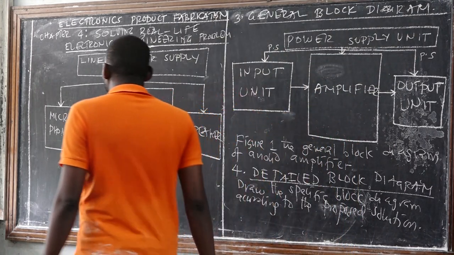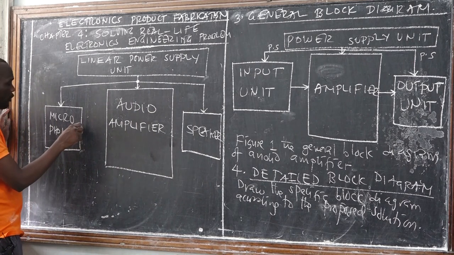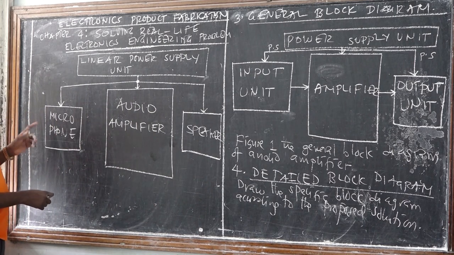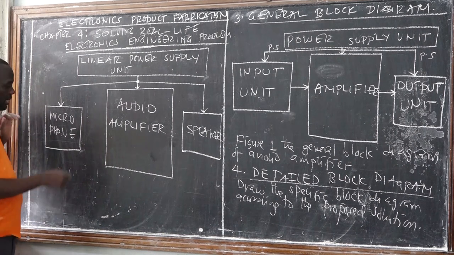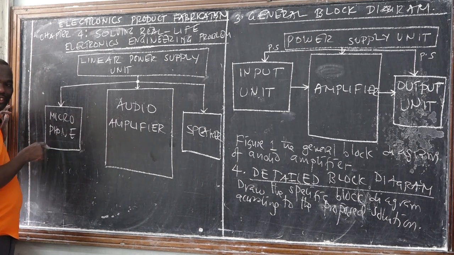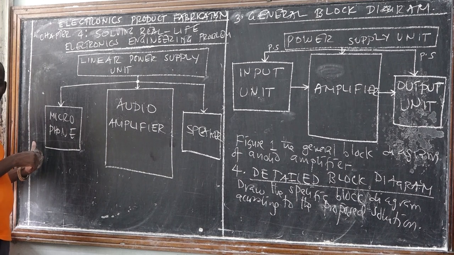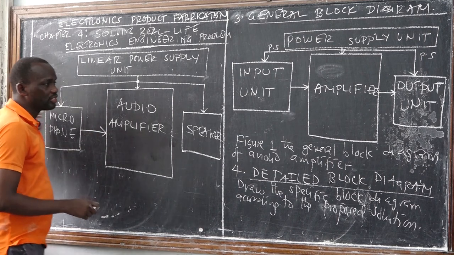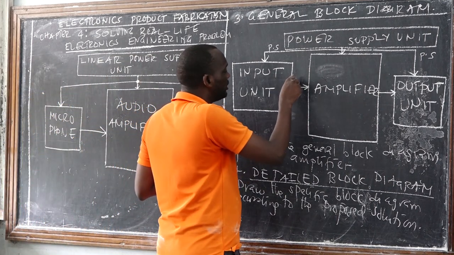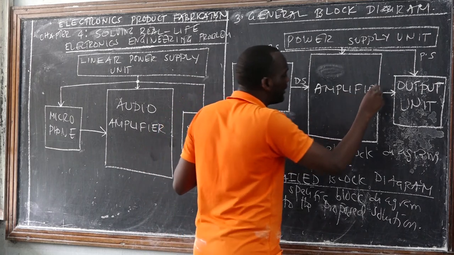Then, when the microphone receives the audio signal from the human being or from the speaker, it converts the mechanical signal into an electrical signal. Then this is its representation. Remember that I told you that this is a data signal, and this is a data signal.